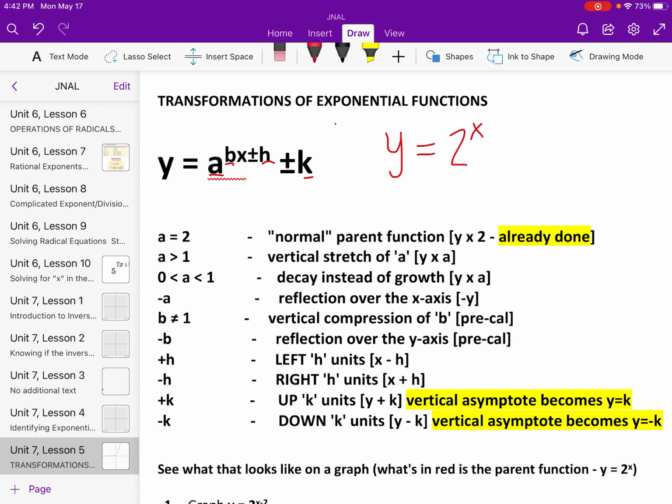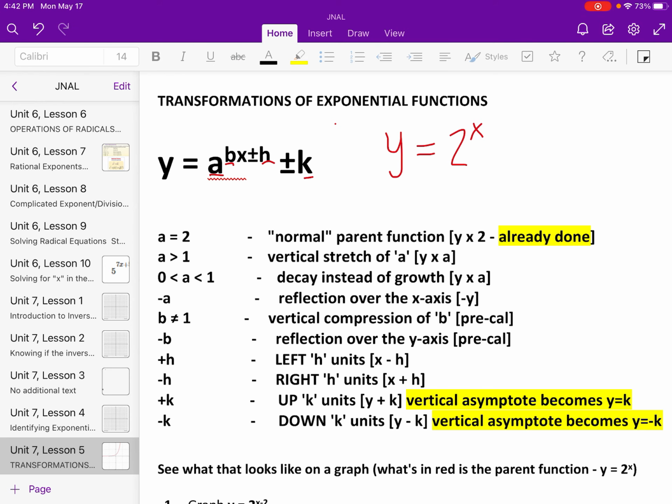So then, what if there is negative B? That means a reflection over the y-axis, actually. So instead of this, it's like this, which kind of looks like a decay also. But we're not going to talk about that too much.